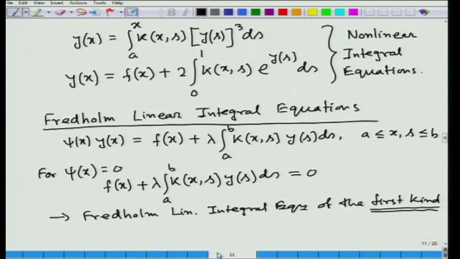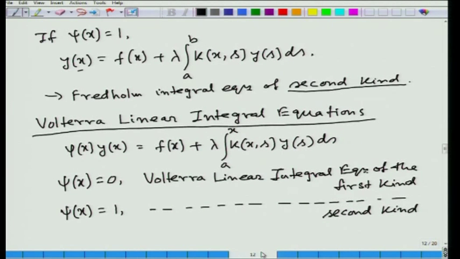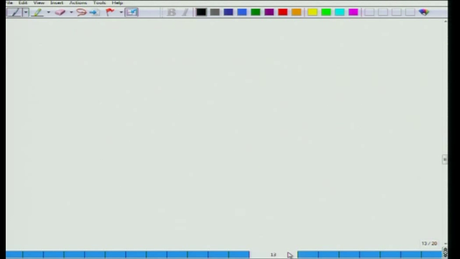In case of Fredholm linear integral equation, the range of integration is finite, and we have to find out this unknown function y(x). In case of Volterra integral equation, the range of integration is variable: one limit, the upper limit, is variable, and the lower limit is a fixed constant a. In some problems this may be reversed: the lower limit is the variable x, and the upper one is some constant b.